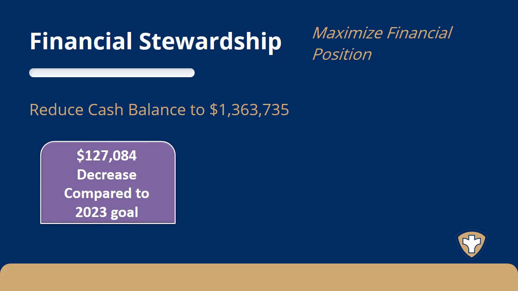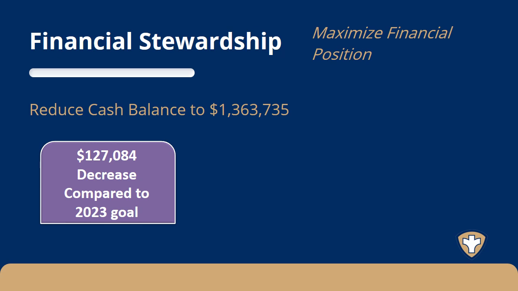Moving on to 2024, we decided to set the end of year goal to $1,363,735. This is a $127,000 decrease from the 2023 goal. As of October 31st, the average cash balance had decreased by just over $76,000, or 5% overall.